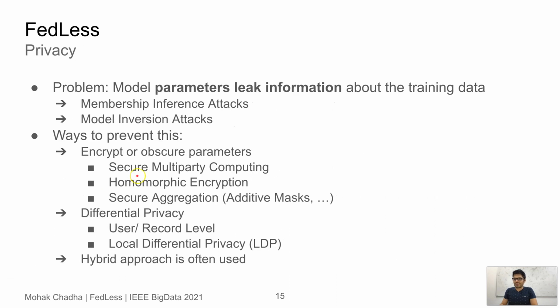The privacy problem in FL is that the model parameters can leak information about the training data. So there are two types of attacks: membership inference attacks or model inversion attacks. And there are different ways to prevent this, for example, encrypting the parameters using different techniques such as SMC or HE, or using differential privacy. And most of the time a hybrid approach between these two is used.